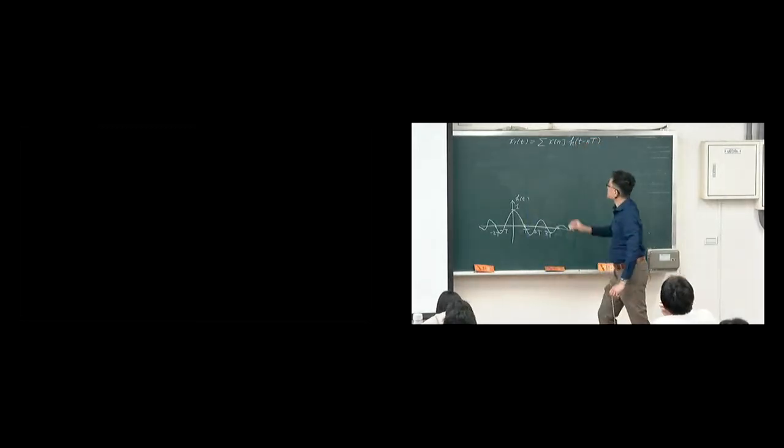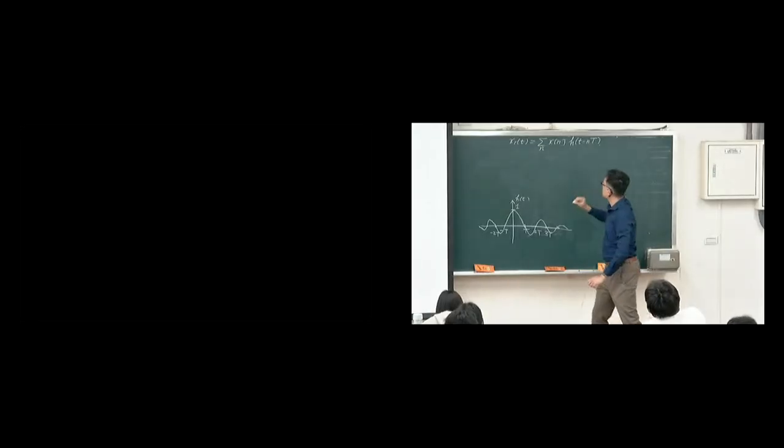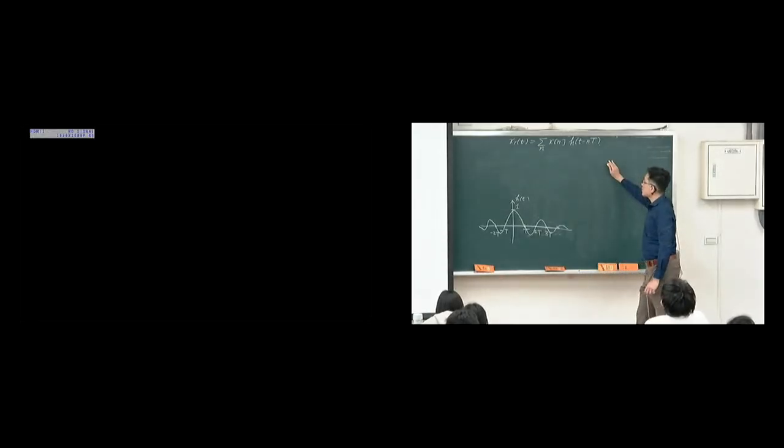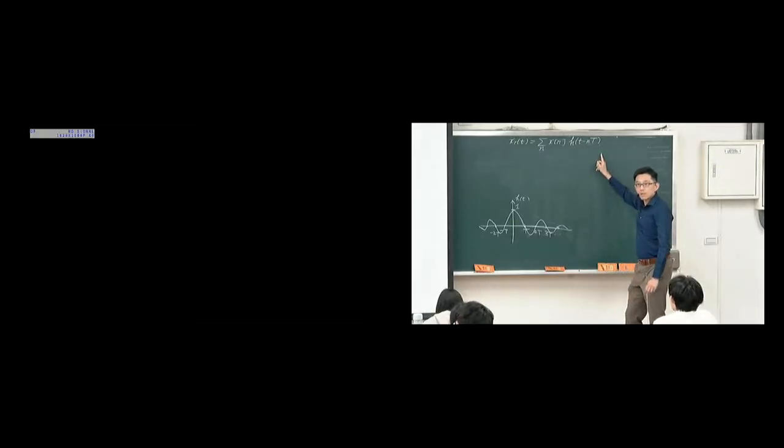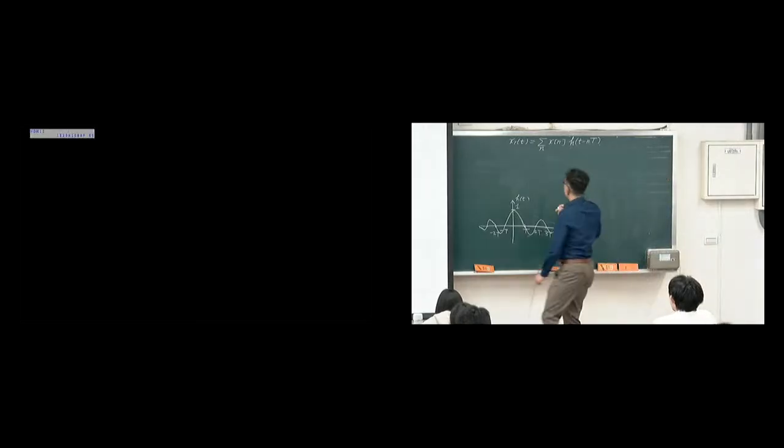So what's going on? Sum over all n. That means we are going to shift this sinc function to the right, to the left, but then modify its height, scaling the sinc function by the sample values. We scale the sinc function by the sample value and then sum them up like that. Okay? So then we are ready to make a sketch.